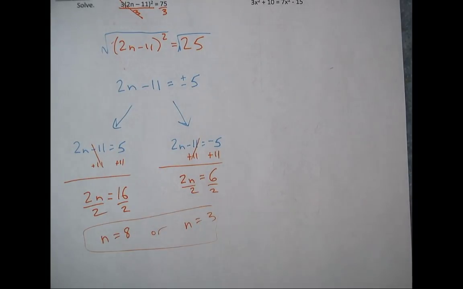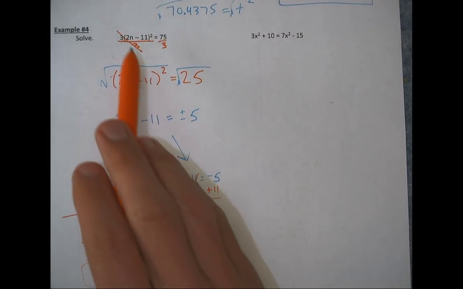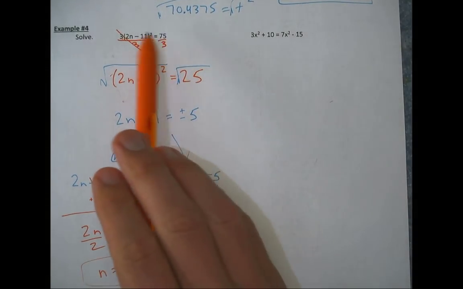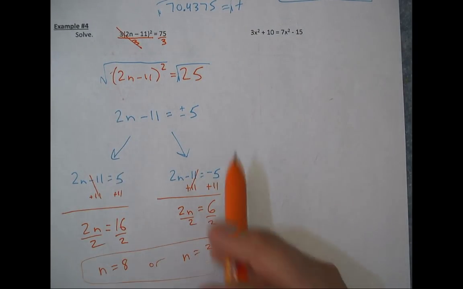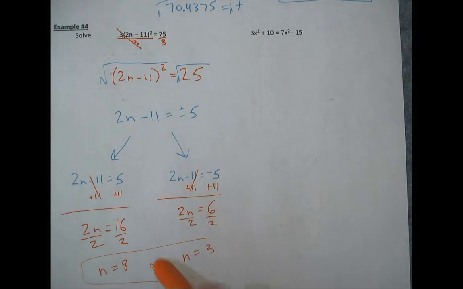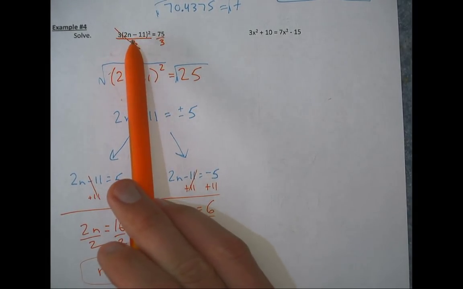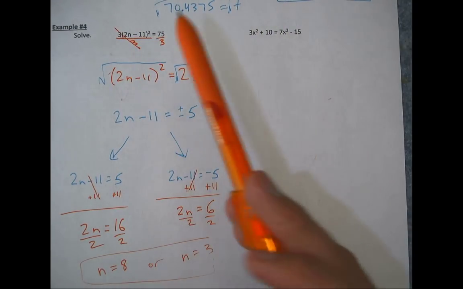n could equal 8. n could also equal 3. If you went back to your original and you plugged in 8 and ran it correctly with the order of operations, both sides would come out equal to 75. And if you plugged in 3, the same thing would happen. And the reason is, when you plug in the 3 or you plug in the 8, and then you run the inside here, it's going to come out to the positive and negative version of each other. And when you square it, they both become the same number.